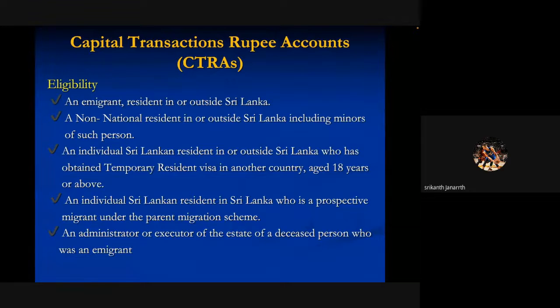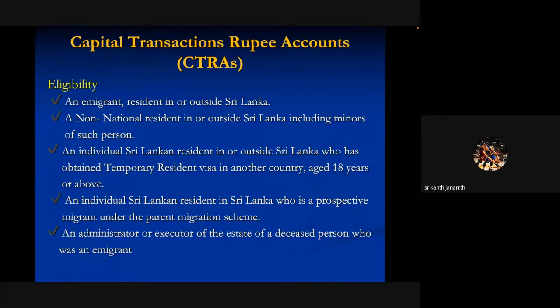Administrator or executor of the estate of a deceased person. You know what an administrator is, what an executor is. If a person who is eligible to open a CTRA account passes away, somebody has to maintain his account. If the person has a last will, somebody will be nominated in the last will. That person is called the executor, right? If the deceased person has some assets and doesn't have any last will, then the court will appoint an administrator. That administrator will operate the CTRA account until the property of the deceased person is disposed of.